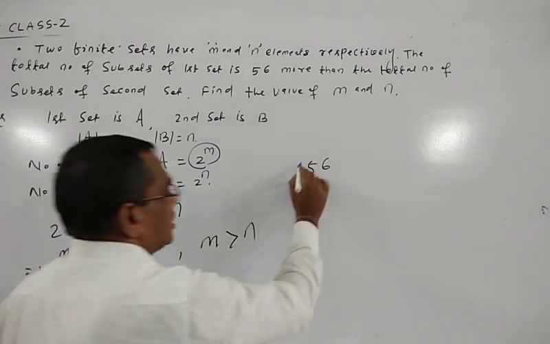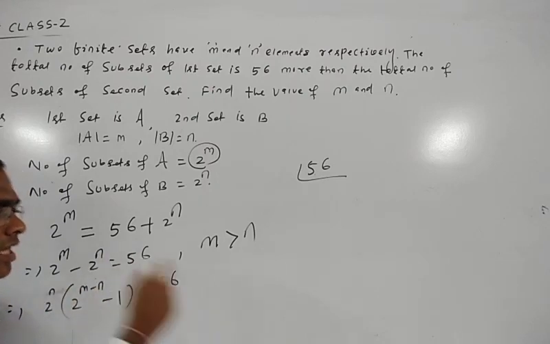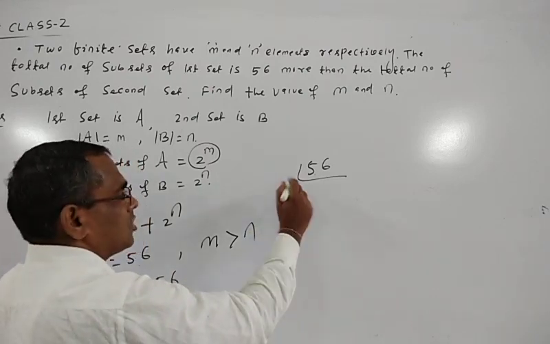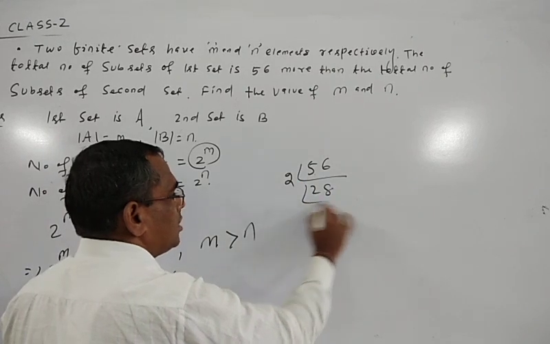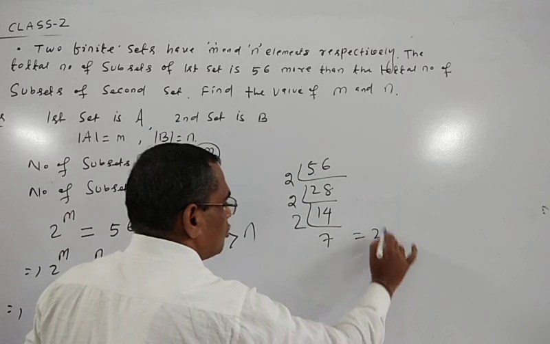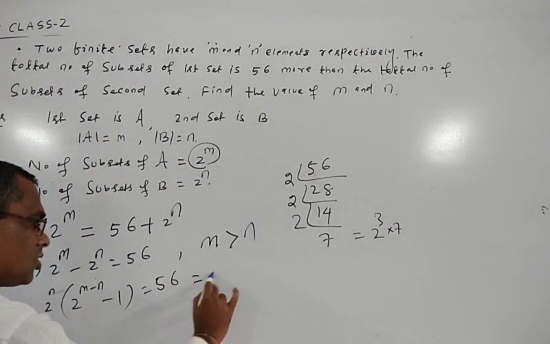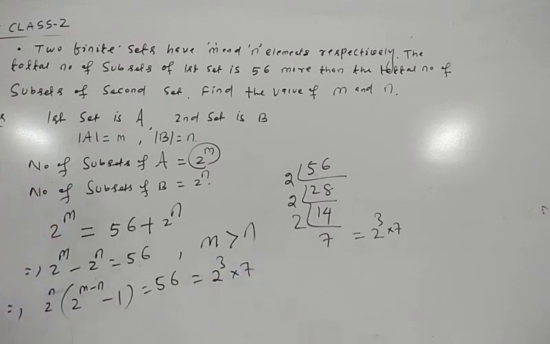So 56 means here 2 to the power is there. Okay, so we factorize in terms of 2. So 2 28, 2 14 and 2 7. So 56 is equal to 2 cubed into 7. Now comparing these numbers, clearly that implies 2 to the power n is equal to 2 cubed and 2 to the power m minus n minus 1 is equal to 7.